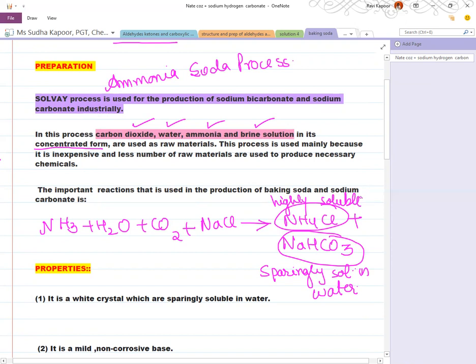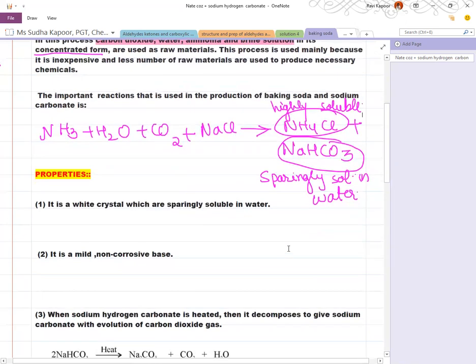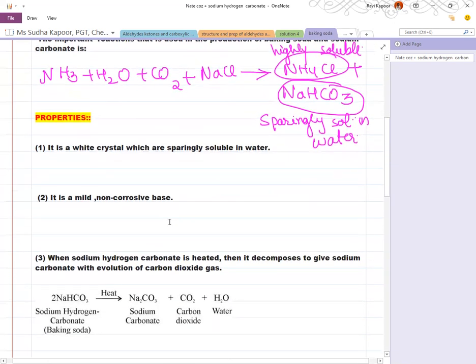So sodium hydrogen carbonate is separated out in the form of a solid, filtered, and then dried. After drying, it can be used as baking soda, the powder that we use. The main properties of baking soda are: it is a white crystal, sparingly soluble in water. It is a mild non-corrosive base. This has to be remembered a lot.